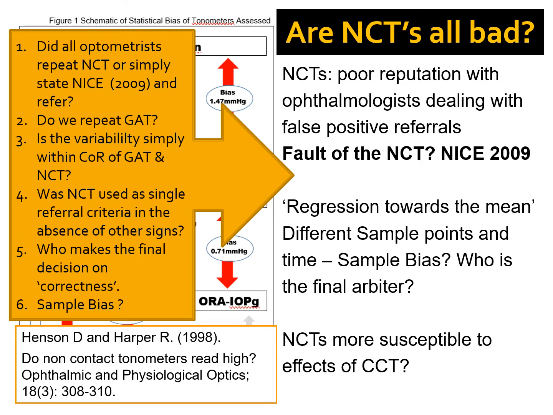And of course, who makes the final decision on correctness? Well, it's the ophthalmology department. So it could be a sample bias. In fact, Henson and Harper wrote a cracking paper back in 1998 on this, "Do non-contact tonometers read high?" They basically gave very good evidence that it's a biased sampling process that could be questioned.